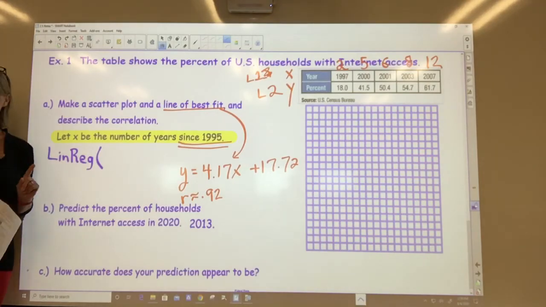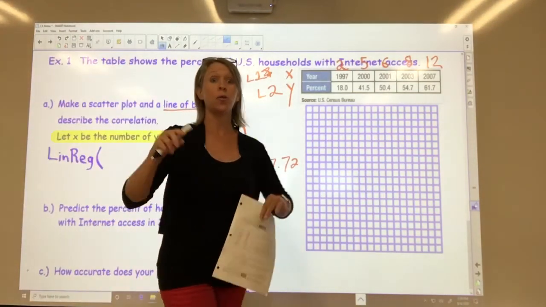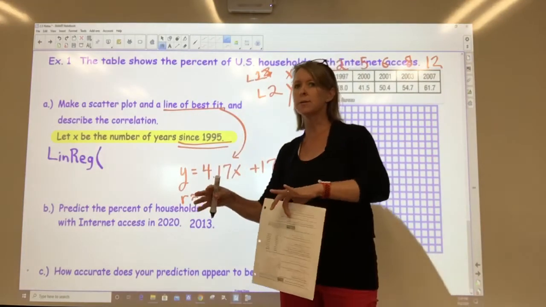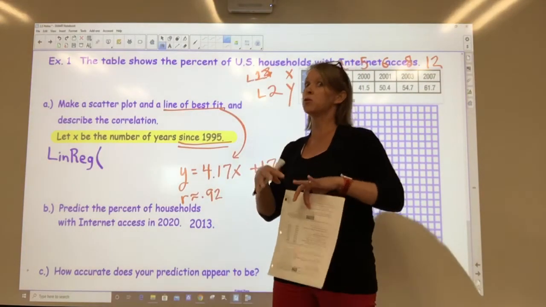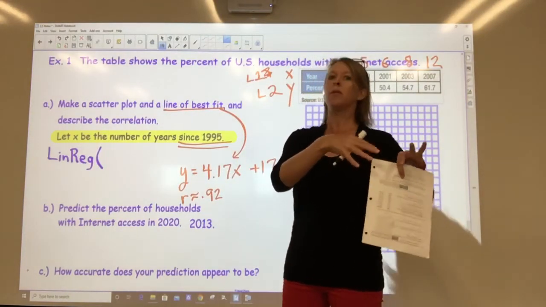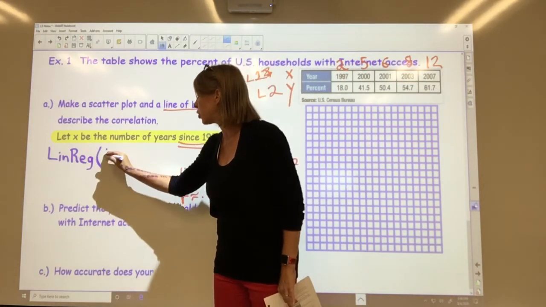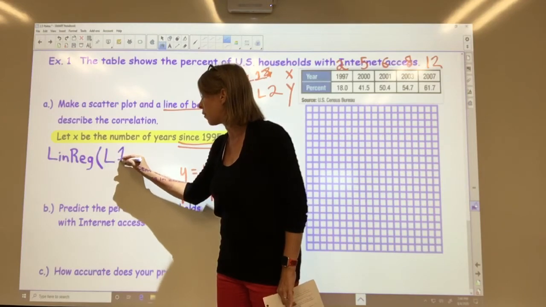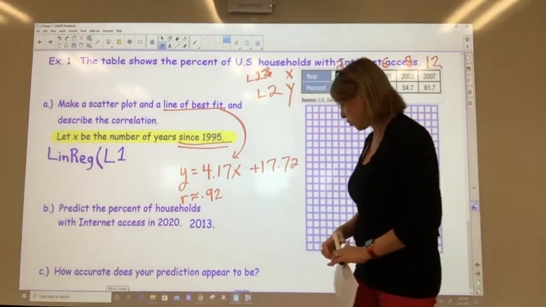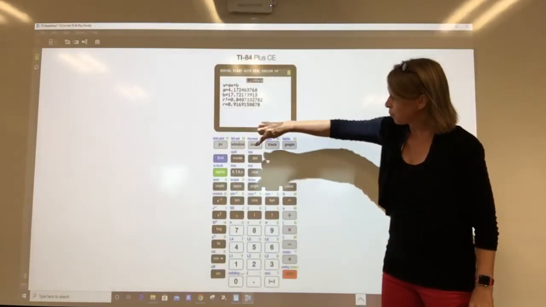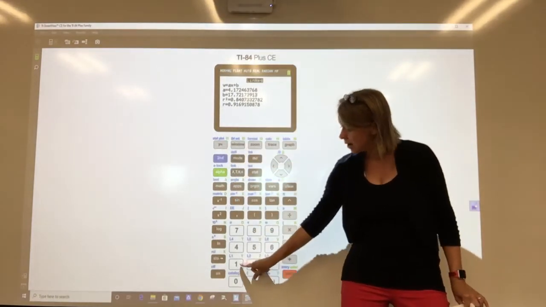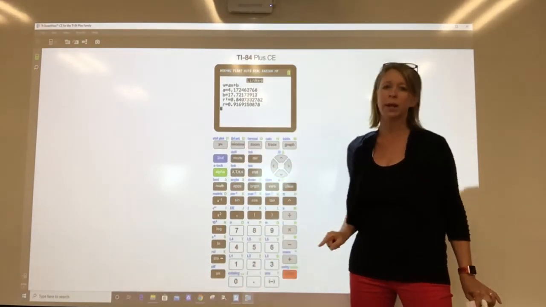What you have to do is tell the calculator, this is where I put the x's and the y's, and this is where I want you to put the regression equation. Okay? So after the parentheses, you're going to put an L1. Now, where do you find that L1? You're going to press the second key and number 1, and that's where you'll get an L1.